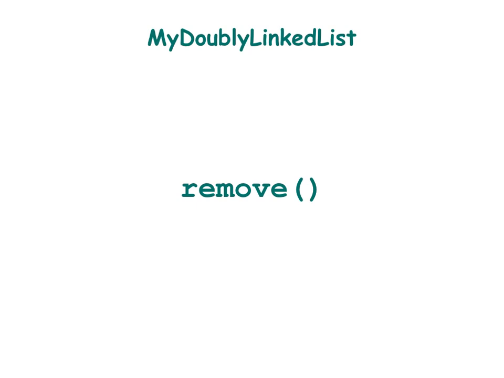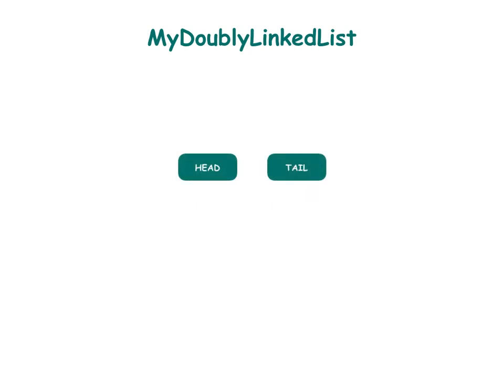Next method, remove, which as before, receives a value as a parameter, searches for it, then removes that value from the list. With this method, there are 5 cases to think about. The first case being the empty list case. Clearly, when the list is empty, there's nothing for the method to do.